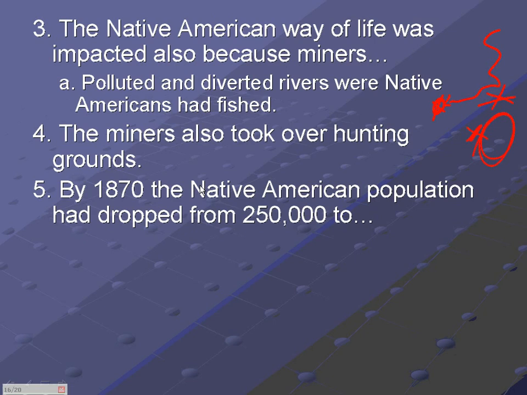The miners also took over hunting grounds, just like the fishing grounds. So all of this adds up to, by 1870, the Native American population dropped from 150,000 to 58,000. So that's just a matter of 20 years, basically.